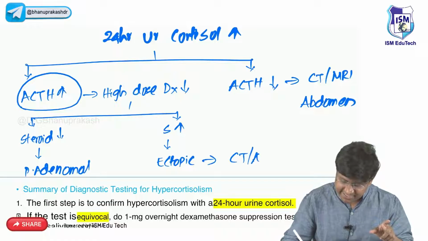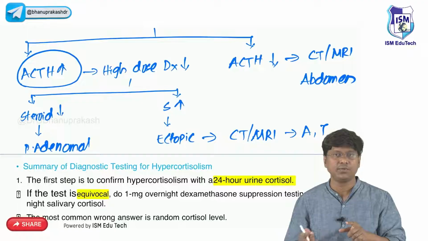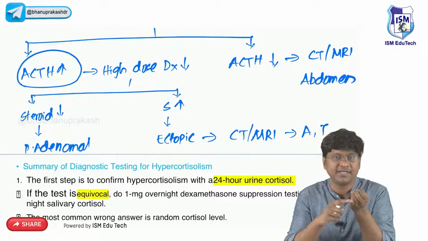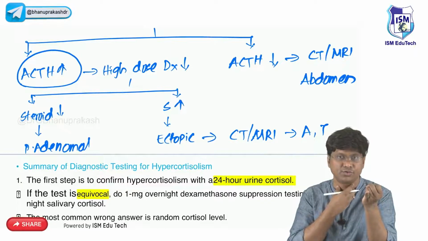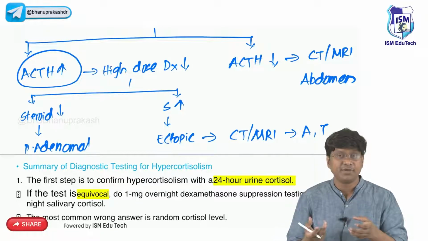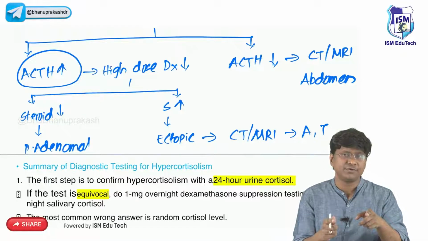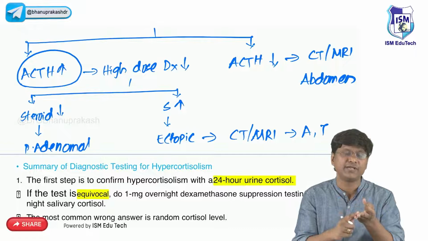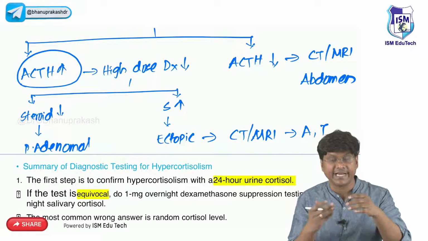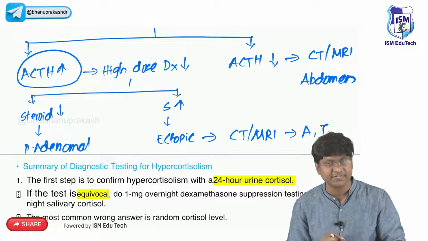You need to do CT and MRI of the abdomen as well as thorax. What will you rule out by doing that? Why do you have to do thoracic CT or MRIs? To rule out small cell carcinoma of the lung or medullary carcinoma of thyroid. And abdominal imaging is mainly to rule out pheochromocytoma. Pheochromocytoma, small cell carcinoma of the lung, medullary carcinoma of thyroid, and pancreatic and bronchial carcinoids, these four conditions are the ectopic sources for ACTH. So mainly to rule them out, you need to do CT or MRI of the abdomen as well as thorax.